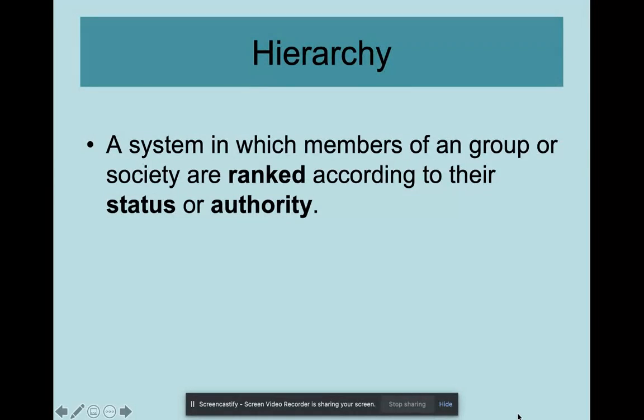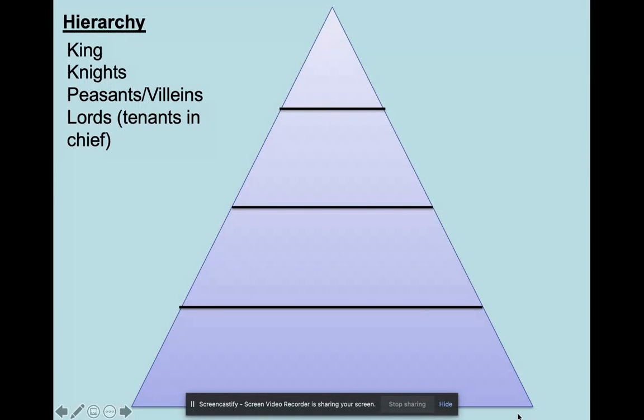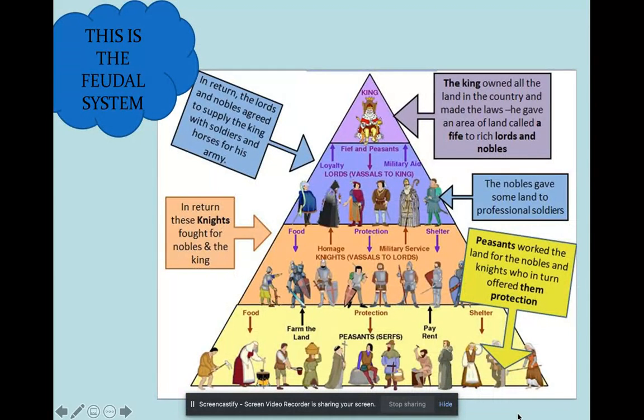In the context we're looking at today, that is going to look like this. So you would have kings, knights, peasants, and lords or tenants-in-chief in Norman England at this time. This is the system that William introduces to help control people at this time. And this is how it looks. So it's called the feudal system.